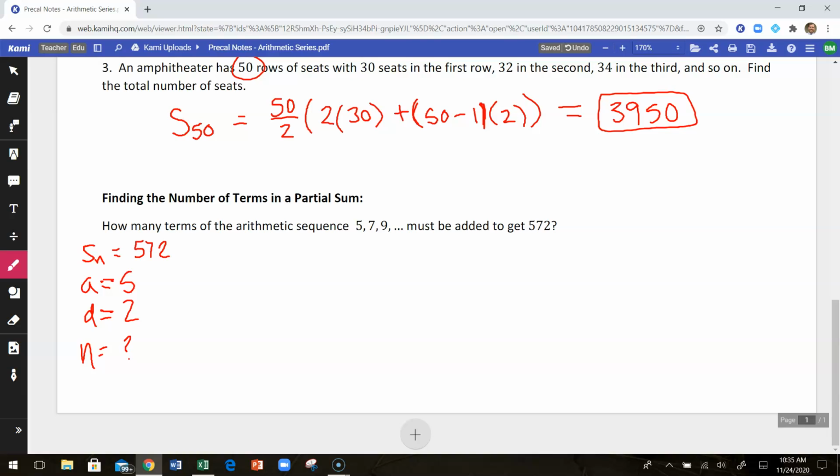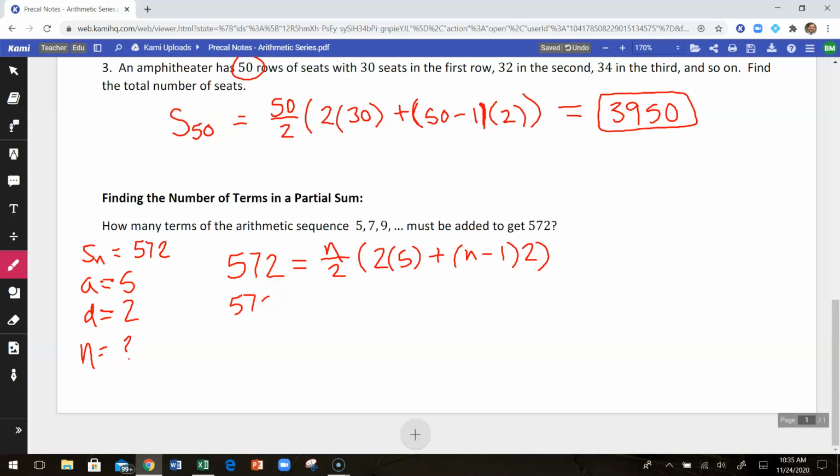So if I use this formula, I know that the value is 572. I get that when I take some number of terms divided by 2 times twice A, so that's 2 times 5, plus n minus 1 times my common difference of 2. And what I'm going to have to do is work this out and solve for n. So it's going to take a few steps here to get there.